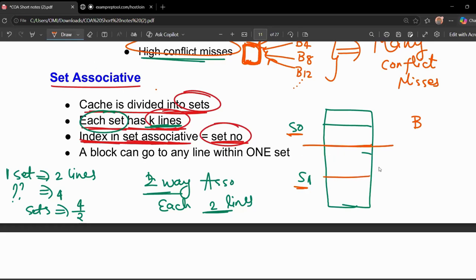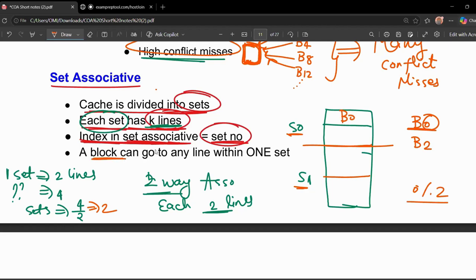Yeah, this is just for your understanding that four blocks are present. Let's say now B0 comes and B2 comes. Then where will B0 map? What you have to do is take a mod with the total number of sets. The total number of sets is two, right? So you have to take a mod. So 0 mod 2 will be 0. So B0 will map here.